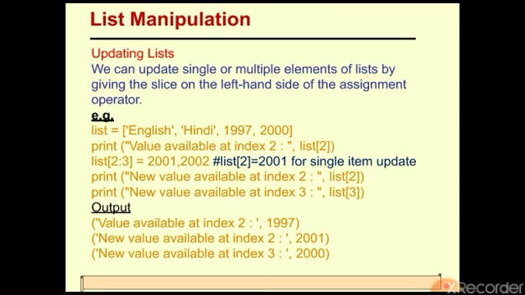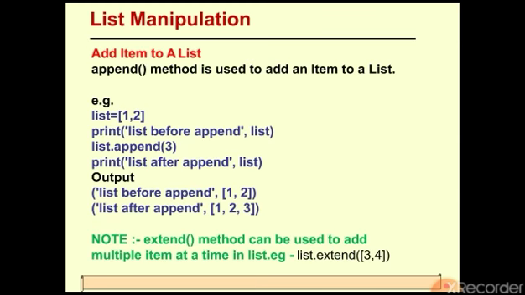So again see the output here, print a new value available at index 2. Index 2 is what? It is 2001, which is the updated value which we have updated using the list slice. And again list[3] is the unupdated value, which in this case is 2000 only. So now this example is clear to all of you, I think.